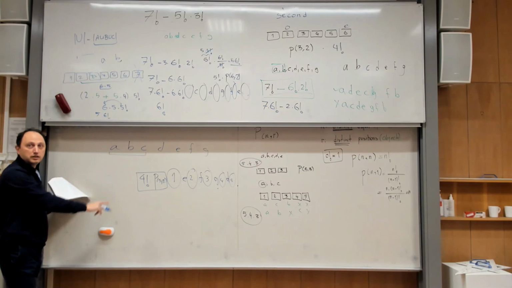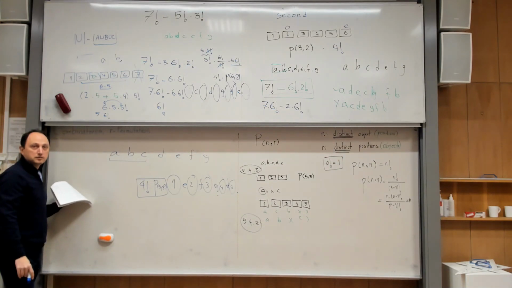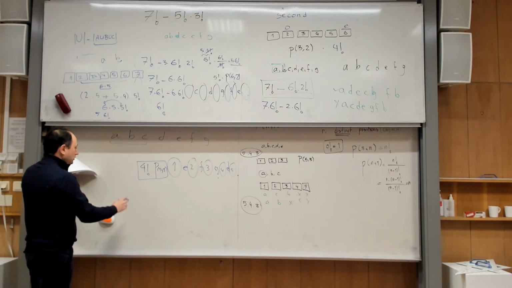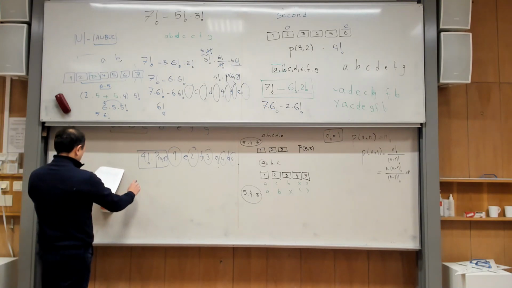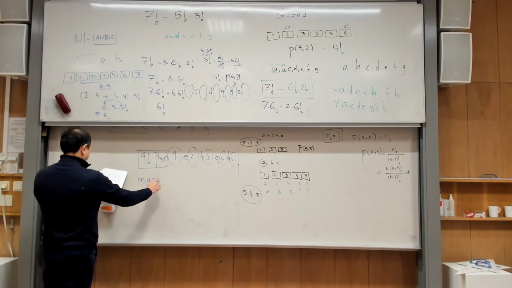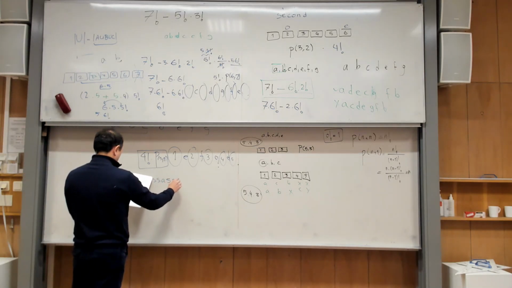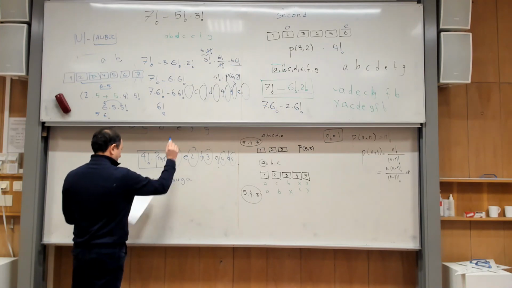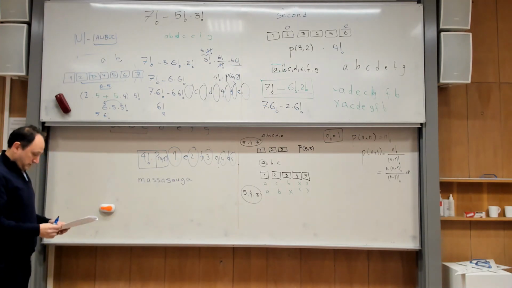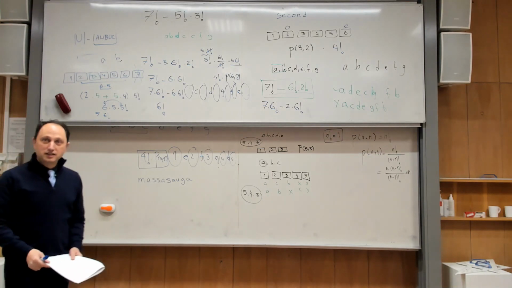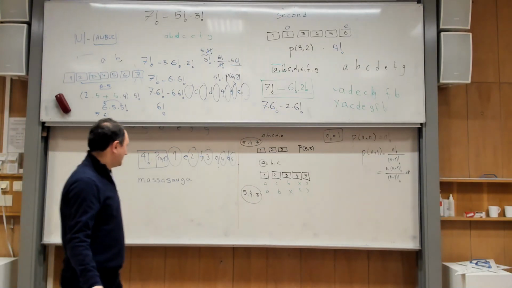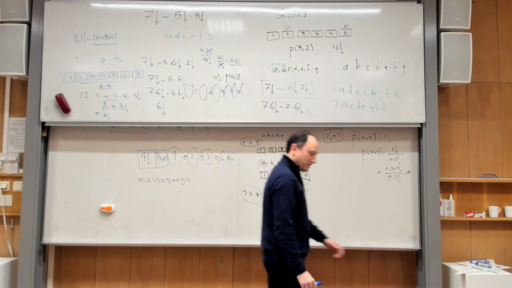Any questions here? Understandable? Okay, this word, Masasago, it's something like that. What is this? So let me see. M-A-S-S-A-S-A-U-G-A. Yes. Consider this word. Masasaga. Yes, something like this.